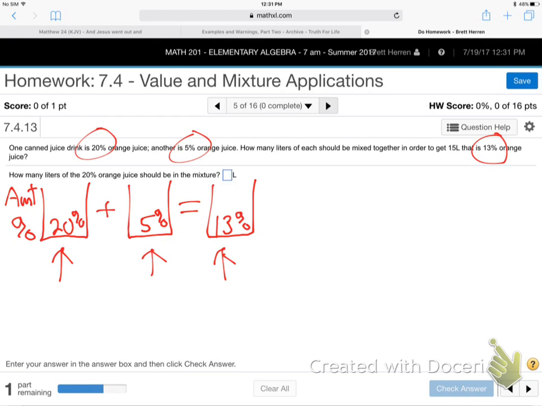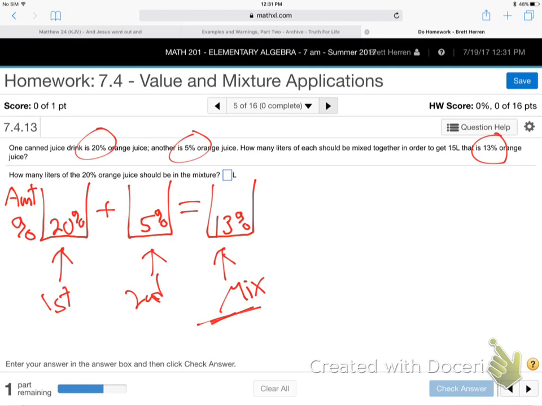Right? These two mix together to pour into equal the last one. This is the mix one. This is the first one. This is the second one. This is the mix one at the end, right? We're mixing the first two together to produce the final one. So it makes sense that this percentage would be between the other two, doesn't it? Because something stronger, something weaker, the final product's always got to be between them.